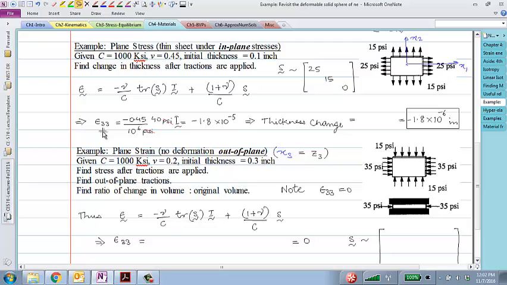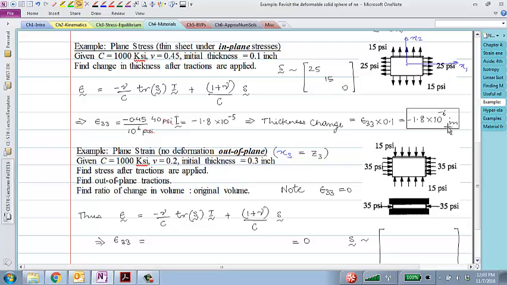We can apply that only because in the third direction we are assuming that the strain is uniform, right? If the strain was not uniform from point to point, strain times original length is not equal to change in length. But here we are assuming the state of strain to be uniform, so E33 times original length, which would be 0.1, and that just gives me minus 1.8 times 10 to the minus 6 inches. That's the change in thickness. It becomes thinner by that amount. Okay, make sense? Any questions on this?